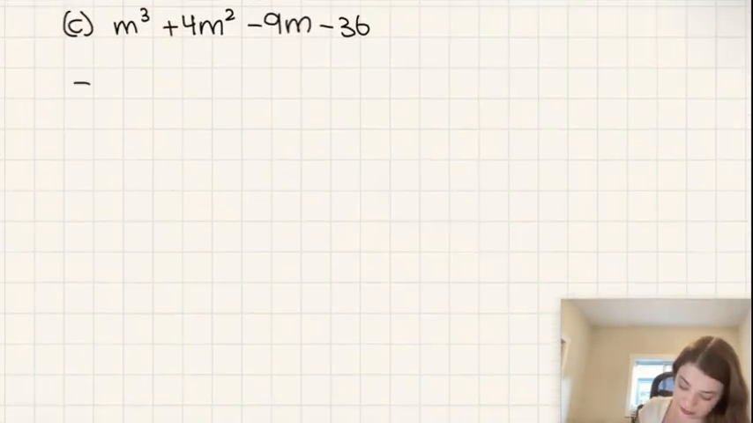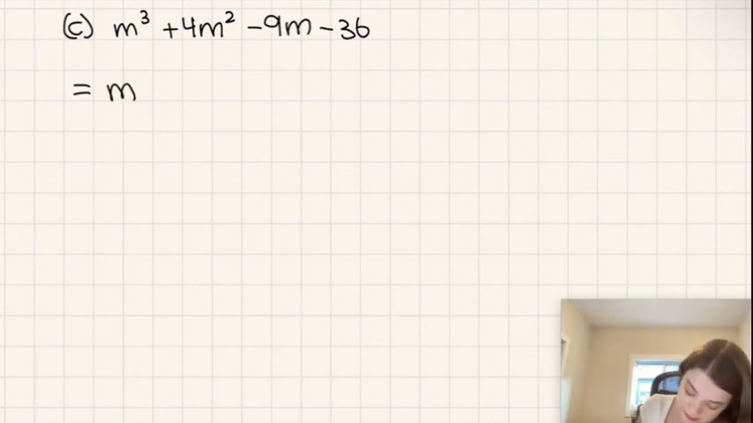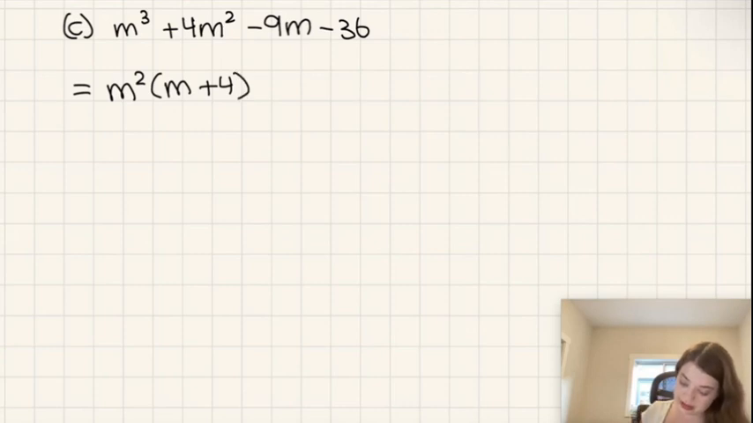First, we're going to group together those first two terms, m cubed and 4m squared. So what is the greatest common factor between those? That would be m squared. m squared times m is m cubed, and m squared times 4 is 4m squared.